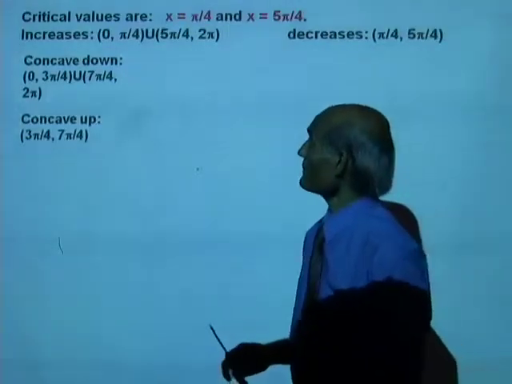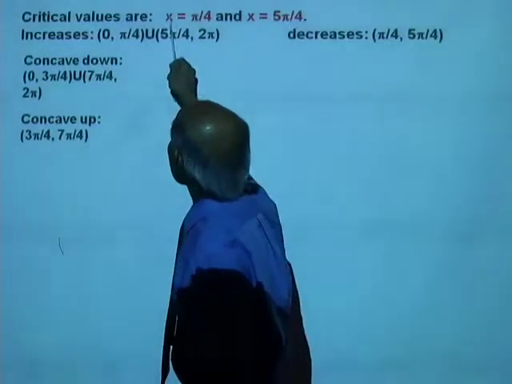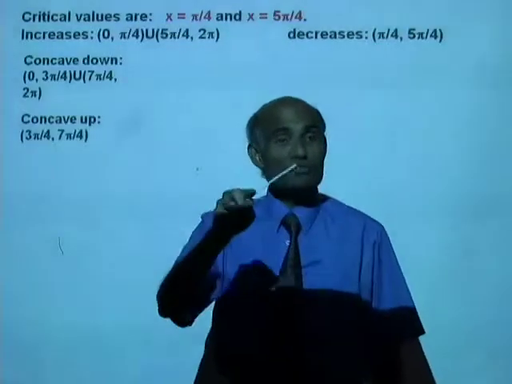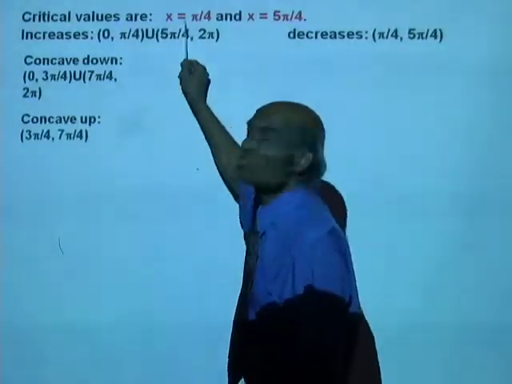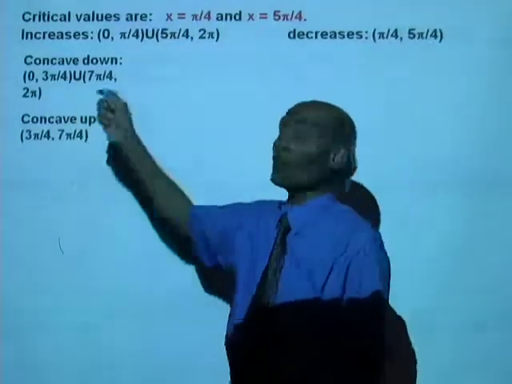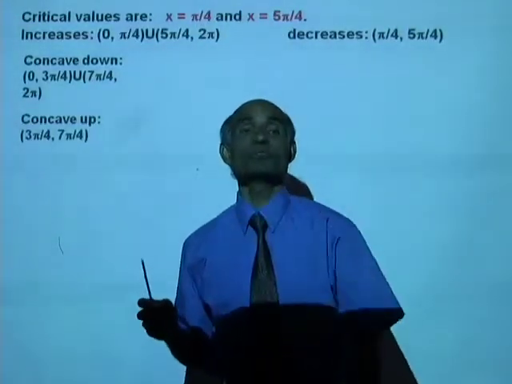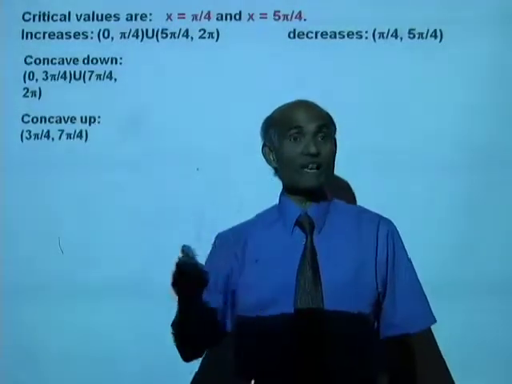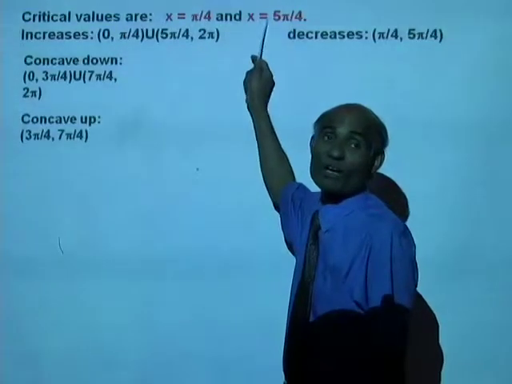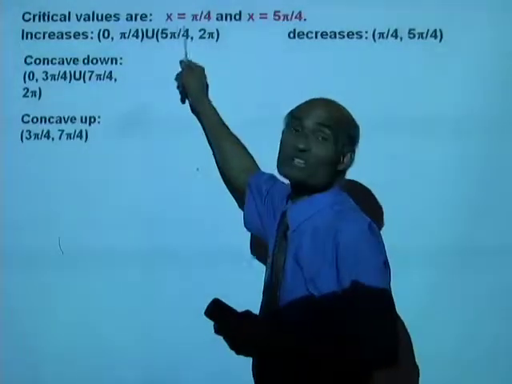Let's do that. I have put down all these values in there. Critical values are x equal to pi by 4 and x equal to 5 pi by 4. Now, use your calculator to find the function values there. The function is f of x equal to sine x plus cos x. Once you have it entered in your calculator, find y1 when x equal to pi by 4 and x equal to 5 pi by 4. That will give you the function values at these critical numbers.